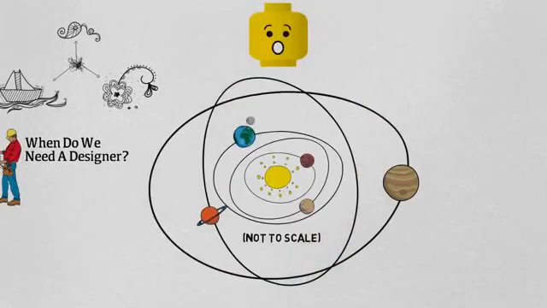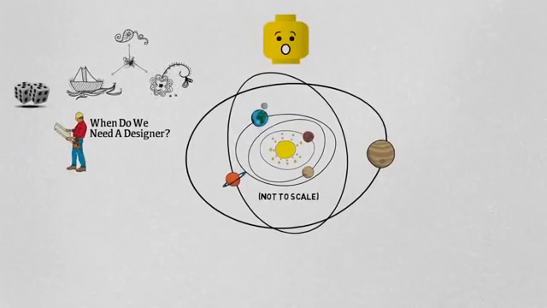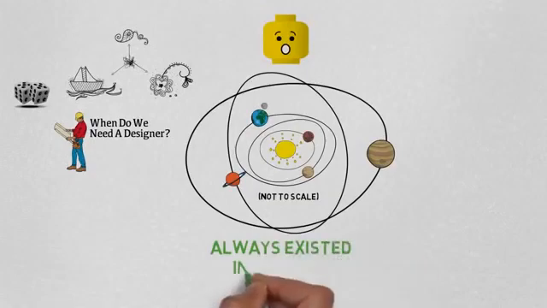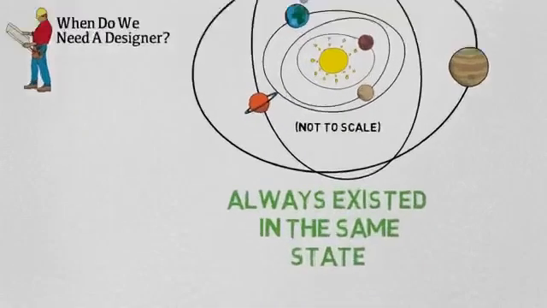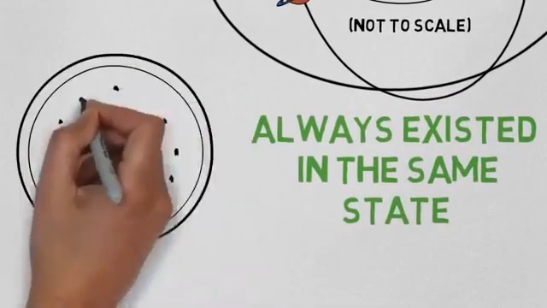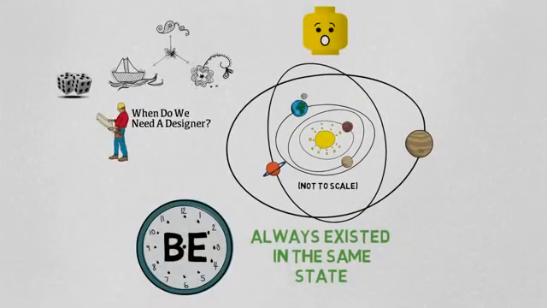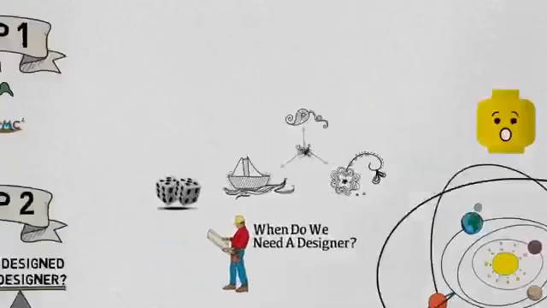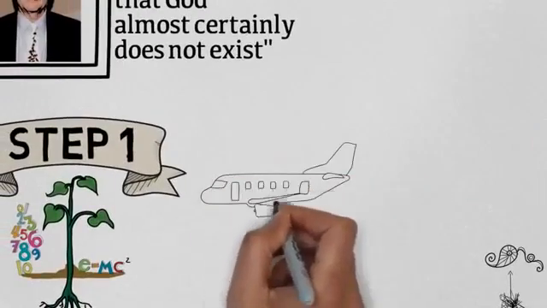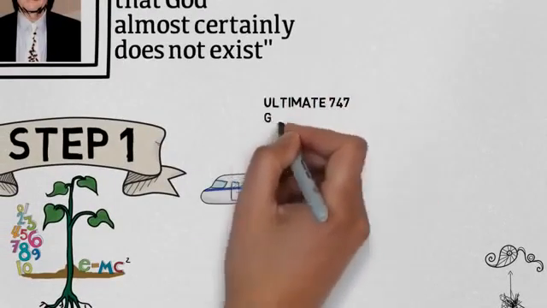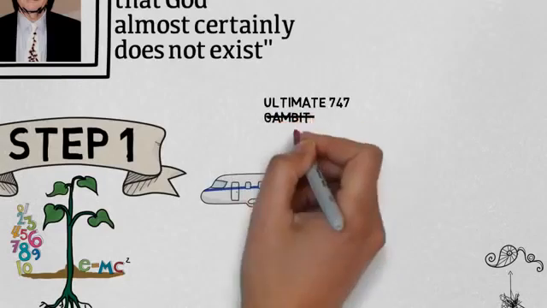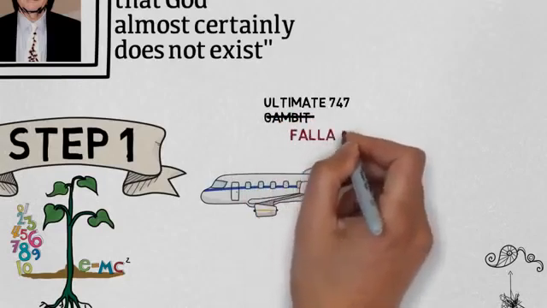However, if there is something that exists that does not move from relative disorder to order, but has rather always existed in the same state, then why would it need a previous designer? Such an entity would simply be. Now that we've understood that his second step is fundamentally not true, we realize that what Dawkins calls the ultimate 747 gambit is in reality the ultimate 747 fallacy.